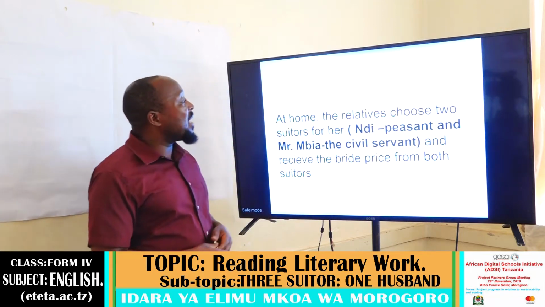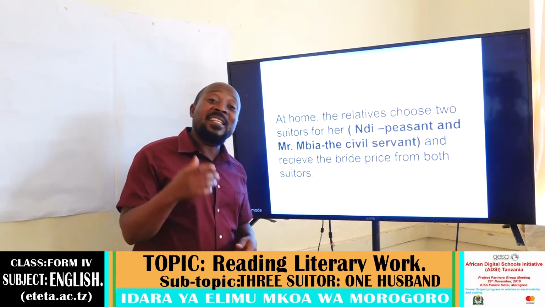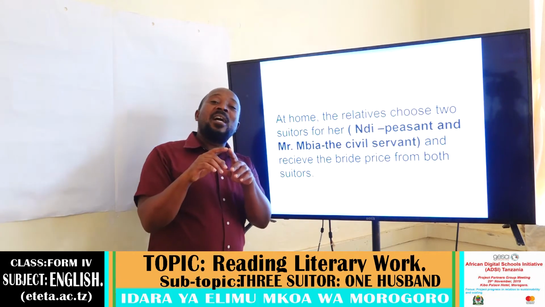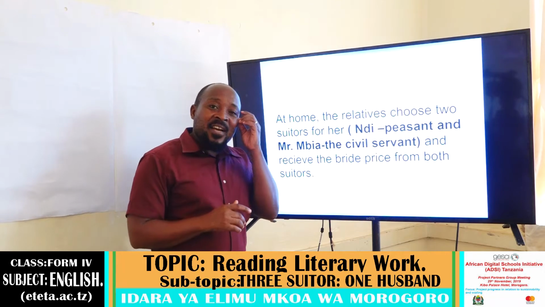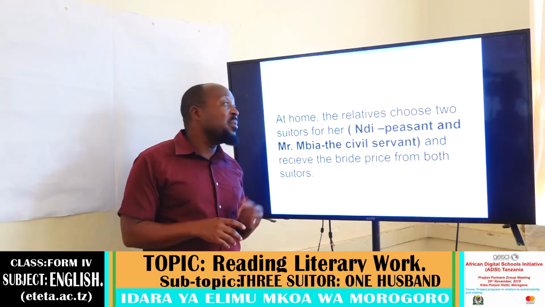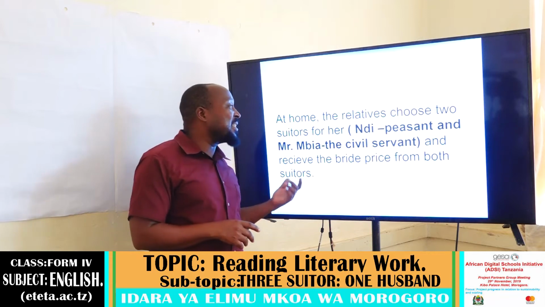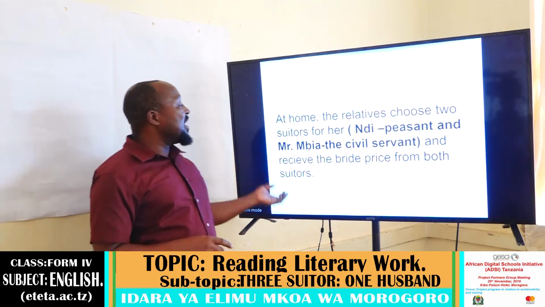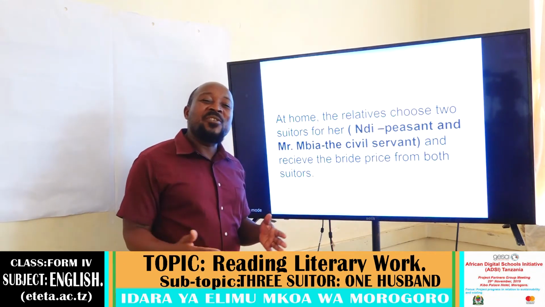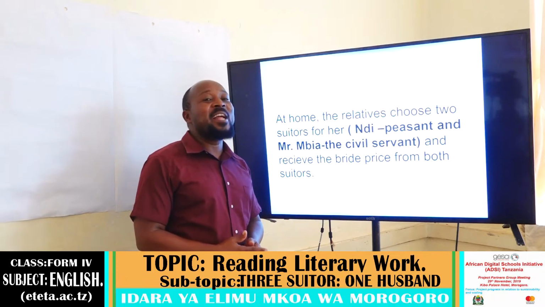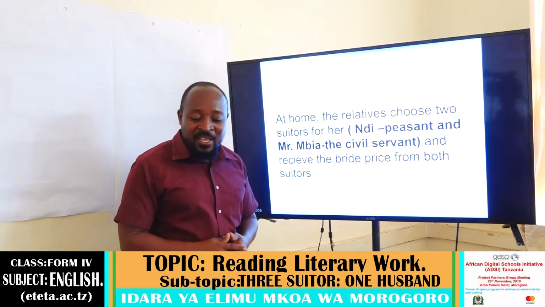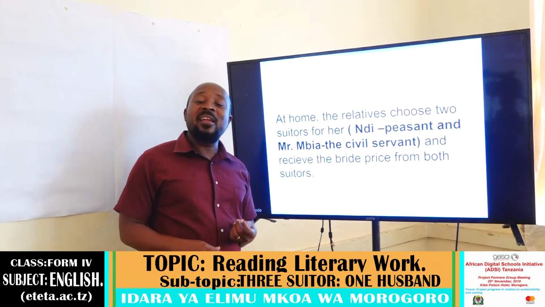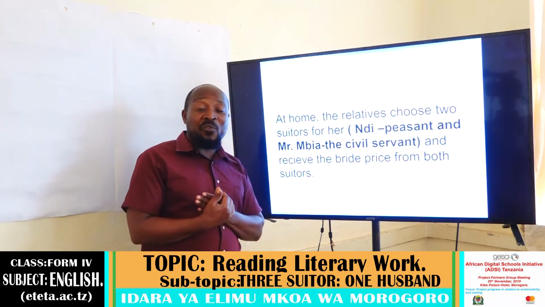To make that happen, they have already taken a bride price from one suitor, who is Ndi. Ndi is a certain peasant from the next village, and they have already received 100,000 francs as a bride price from Ndi. Yes, and while that is happening, on that same day, they are waiting for Juliet to come back from school.